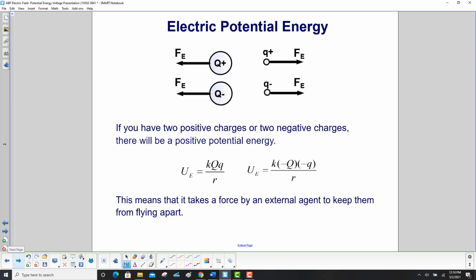If you have two positive charges or two negative charges, there will be a positive potential energy. All right, we already showed this one. The same thing works here for two negative charges. And here's the math. Potential energy is k times each q. They're both negative. Negatives cancel out, and you get a positive potential energy. This means, once again, that it takes a force by an external agent to keep them from flying apart.